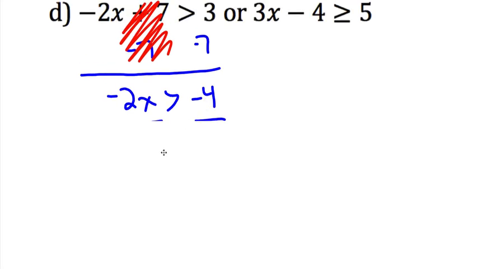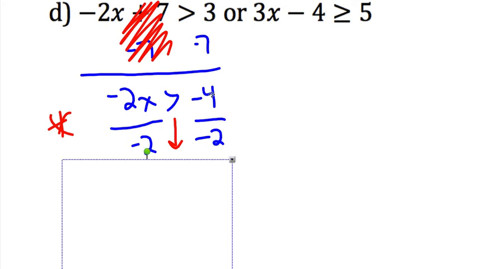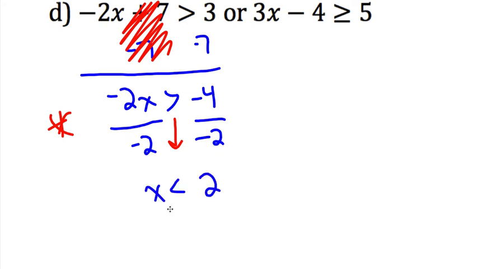So just like in that last example, I am dividing by a negative number. When you divide by a negative number, we have to flip the inequality. So something's going to happen here. Negative 2 divided by negative 2 is 1. Negative 4 divided by negative 2 is 2. So I have 1x, flip the sign to be a less than symbol, 2.